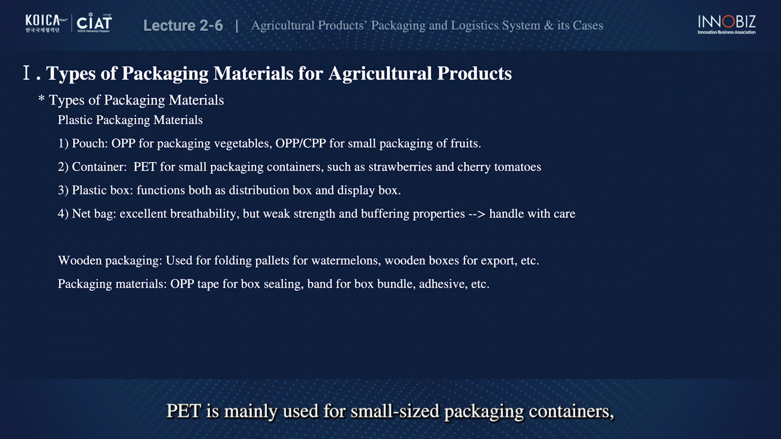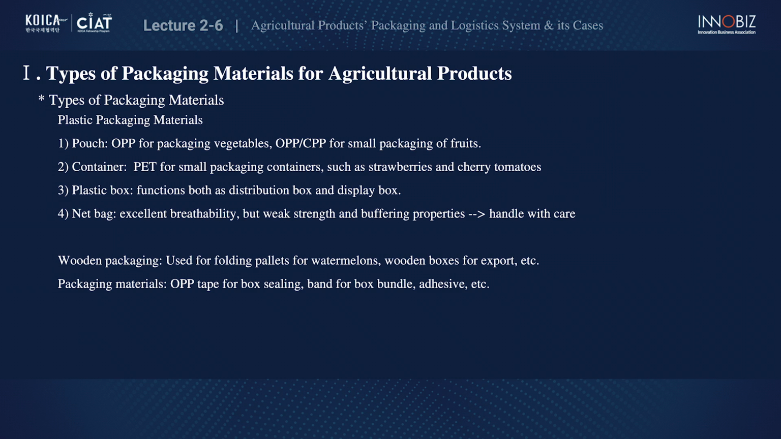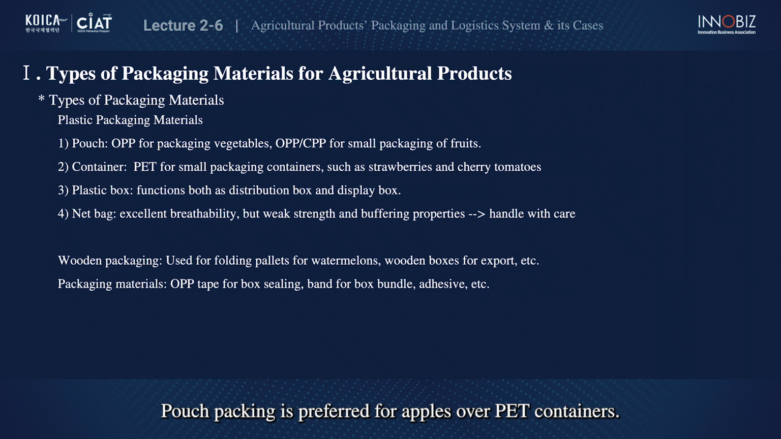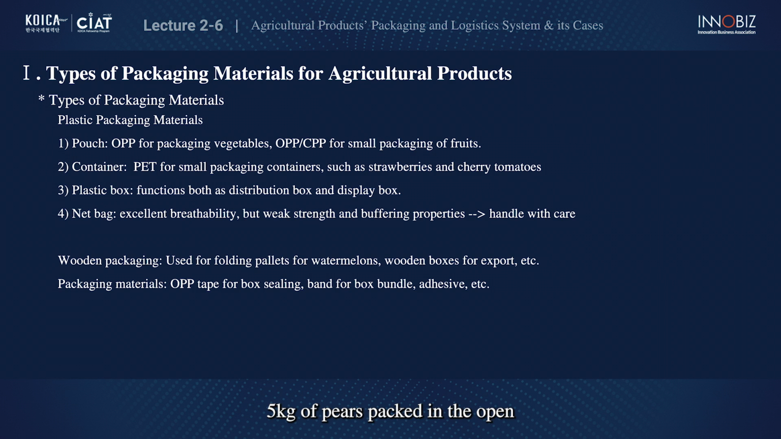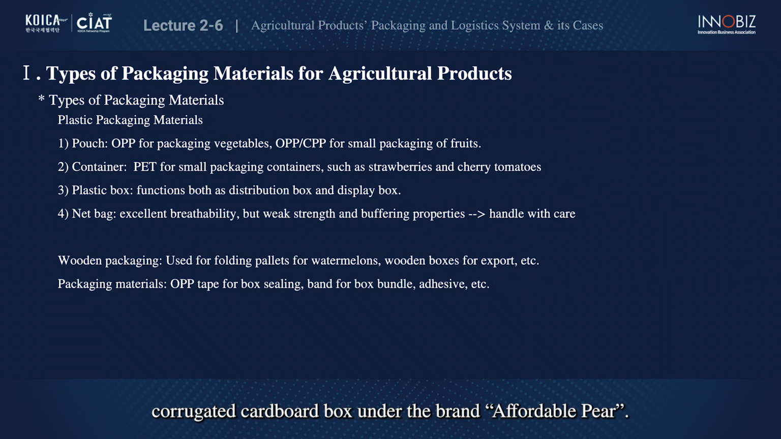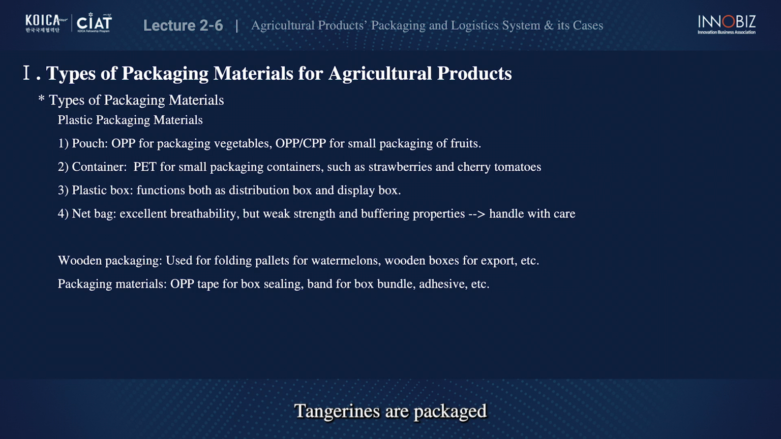Container. PET is mainly used for small-sized packaging containers such as strawberries and cherry tomatoes. Pouch packaging is preferred for apples over PET containers. Pears are mainly sold in gift sets, and some large retailers sell 5 kilograms of pears packed in the open corrugated cardboard box under the brand Affordable Pear. Tangerines are packaged and sold in PET containers or small packaging boxes or pouches under 2 kilograms.